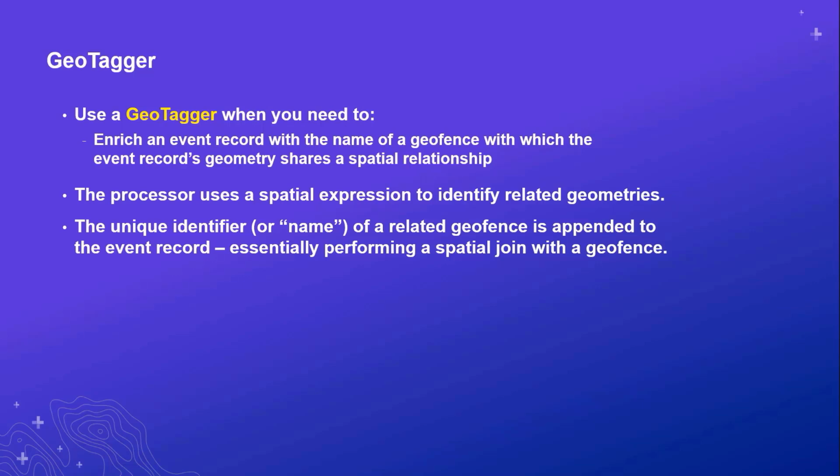So to put it more simply, in the case of our demo, if we wanted to know when our drone was entering or has entered or is inside of a particular geofence, and we want to know the name of the geofence that it entered or was inside of, we would use a GeoTagger to collect that information. So this particular processor uses a spatial expression to identify those related geometries of that geofence. And it uses a unique identifier or name of the geofence, and it appends that to the event record. So essentially, we're performing a spatial join with the geofence based on the conditions we've set up.